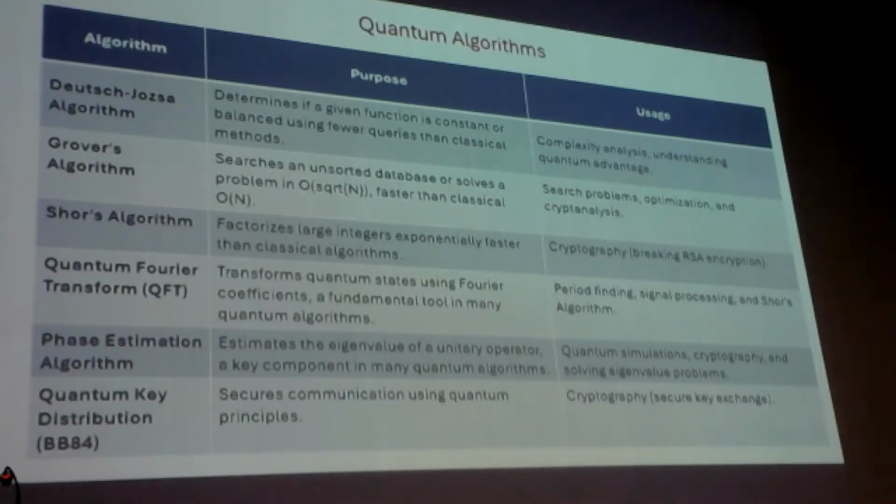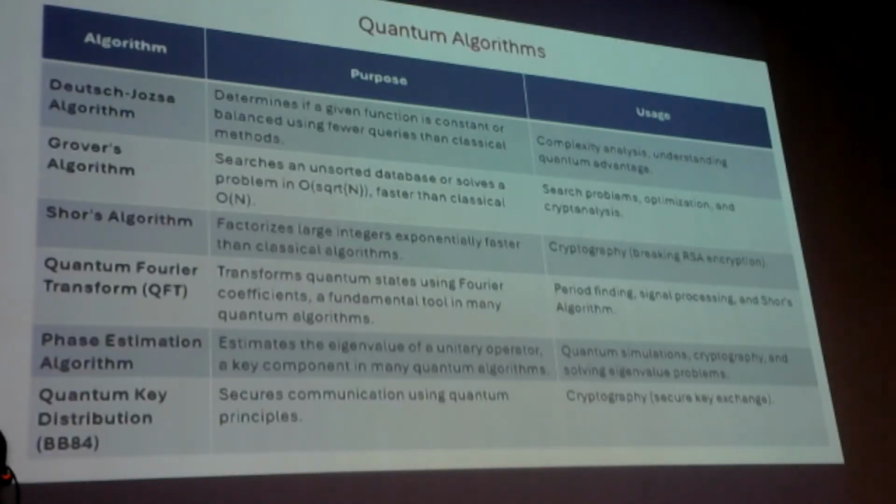The Deutsch-Jozsa algorithm, that's the first one which gave the advantage of quantum computing over classical. So it's very important. The fundamental algorithm determines if a given function is constant or balanced using fewer queries than classical computers. That's why it finds importance. Complexity analysis, understanding quantum advantage, and so on.